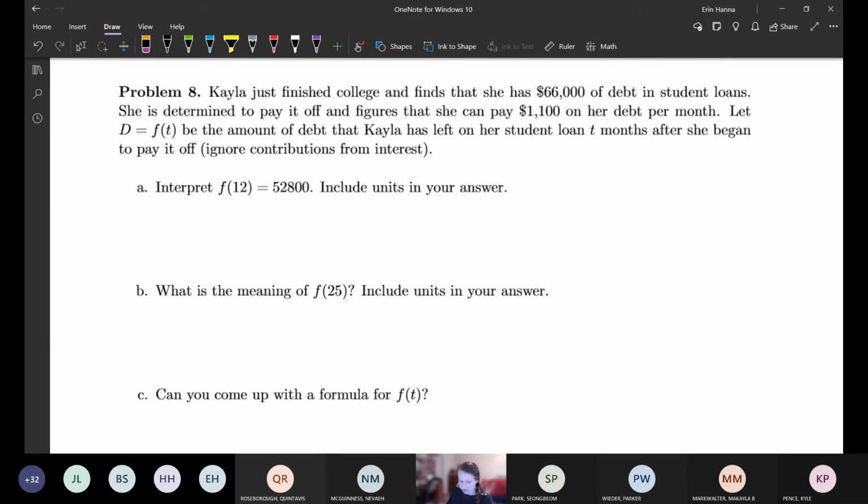So this will be something along the lines of: after 12 months, she has that 52,800 dollars left in student loans. You can put the dollars on there, or if you want to write dollars in the back, that's fine.